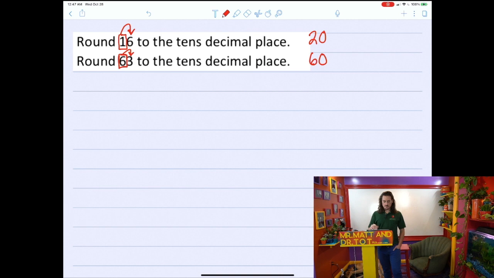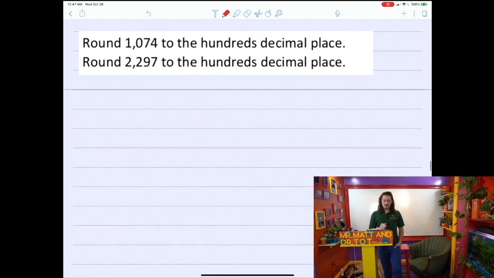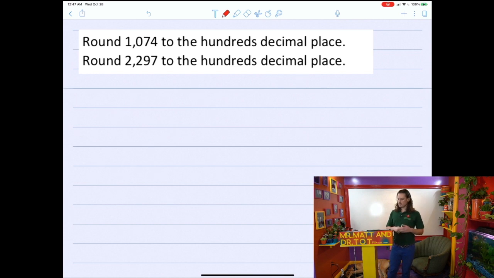Let's look at a few more, and then that'll bring us up to the end of class. I'd like you to round 1074 to the hundreds decimal place, as well as 2297 to the hundreds decimal place. I'll give you 1 minute.